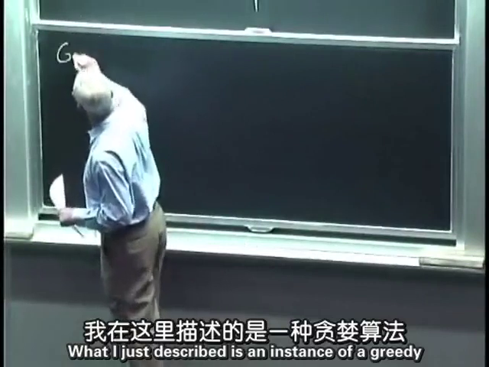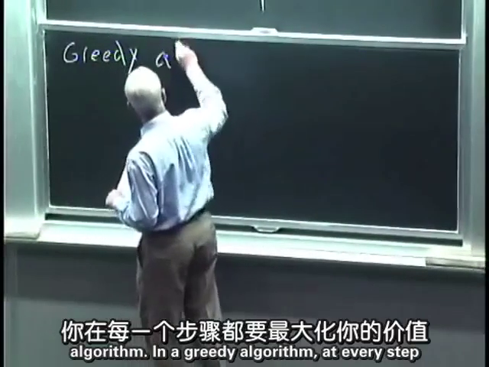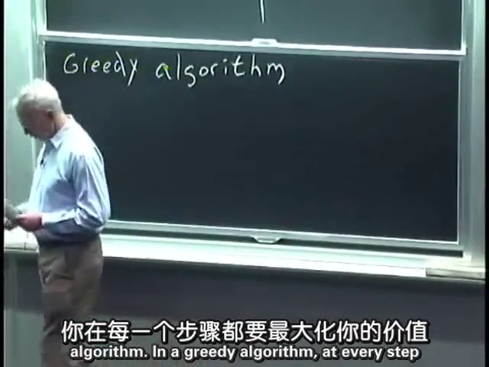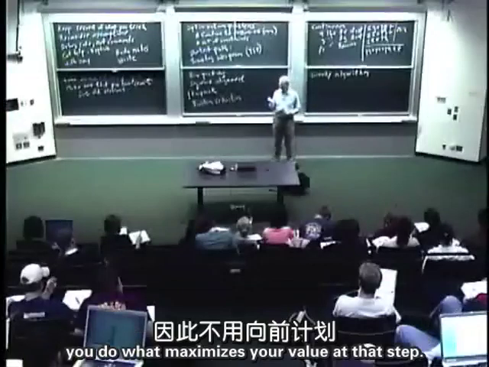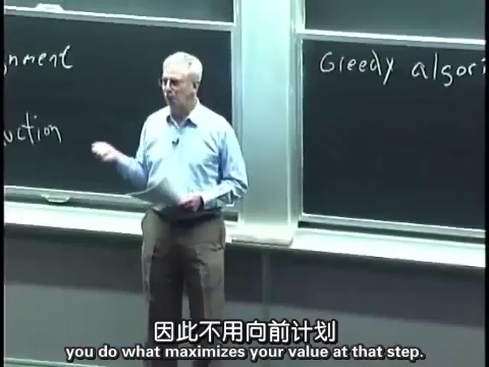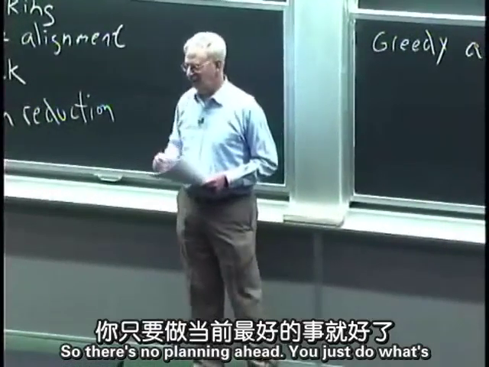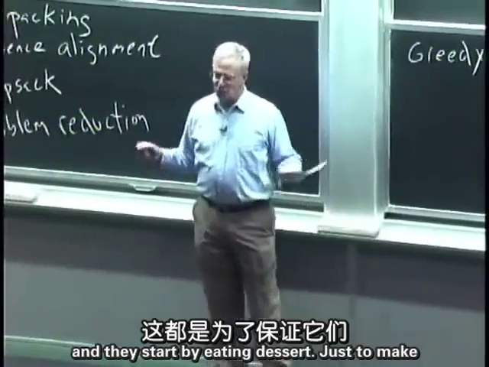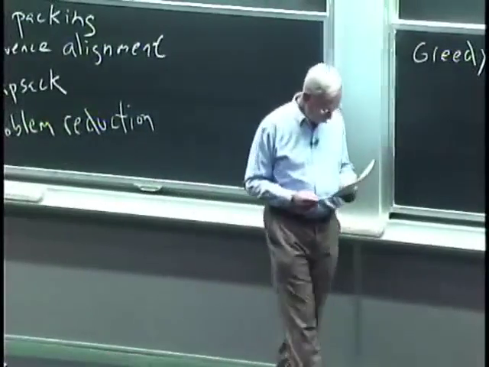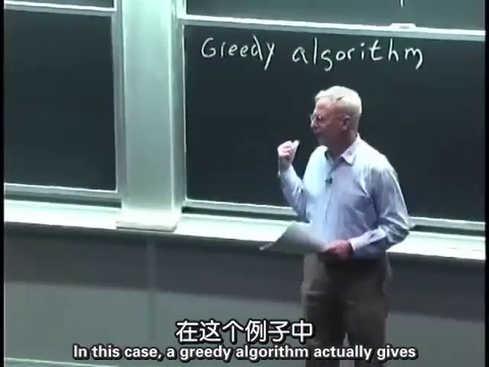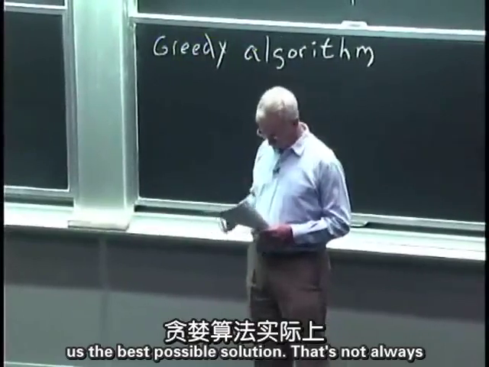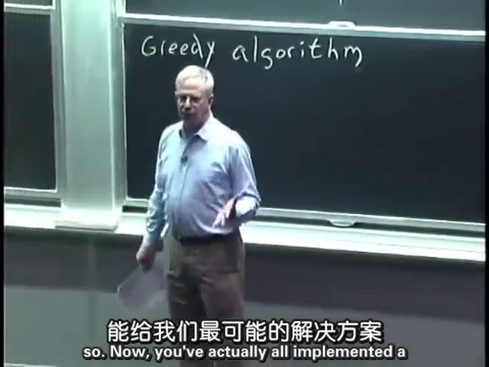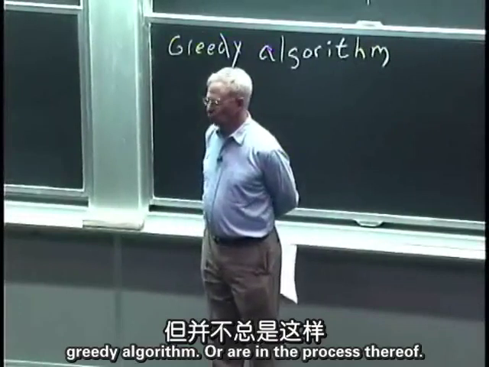What I just described is an instance of a greedy algorithm. In a greedy algorithm, at every step, you do what maximizes your value at that step. So there's no planning ahead. You just do whatever's best. It's like when someone gets their food and they start by eating dessert, just to make sure they get to the best part before they're full. In this case, a greedy algorithm actually gives us the best possible solution. That's not always so.